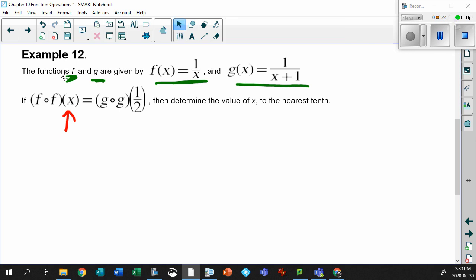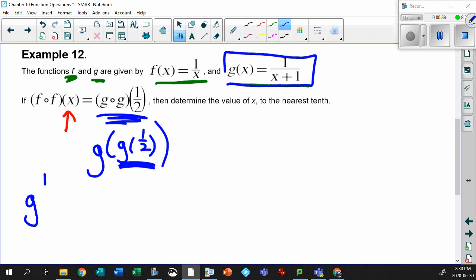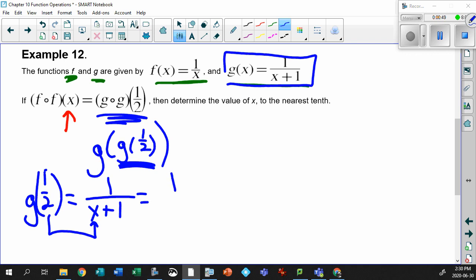I don't understand. Well, work with something you do understand. This one you can figure out no problem. You know that's g of 1/2, right? So find me this first g of a half. Here's the equation right here. So let's find this one. g of 1/2 equals 1 over x plus 1. We know that that replaces this x. So this becomes 1 over a half plus 1.